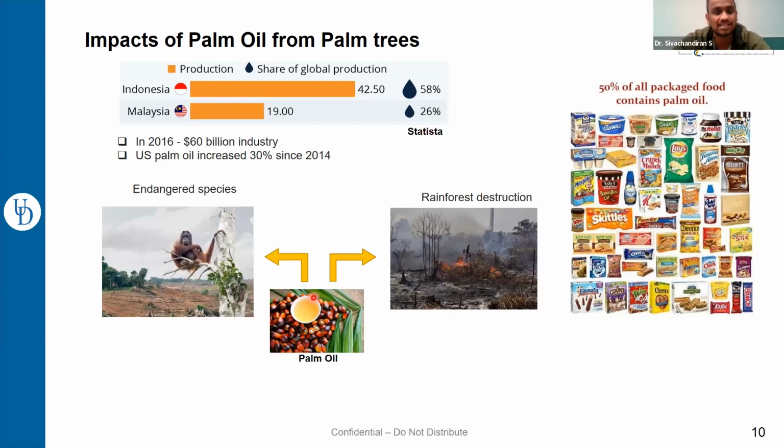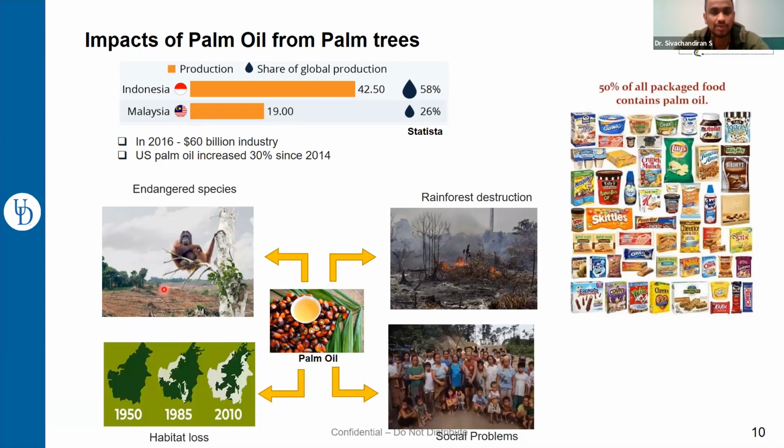But there is a huge effect from the palm trees, because they destroy the forests in Indonesia and Malaysia and plant huge amounts of palm farms that disturb the natural ecological habitat. It endangers species and causes rainforest destruction and habitat loss. It also creates social problems because it impacts the lives of the indigenous and native peoples. So how can we go toward a farmless future?